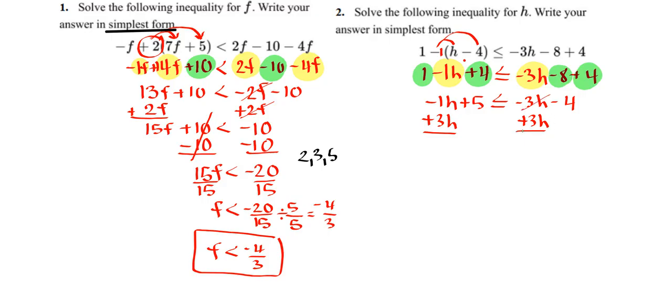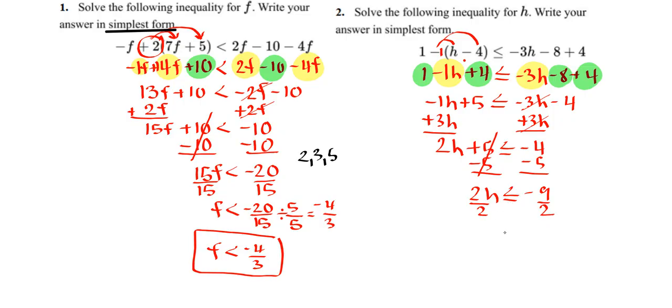On the right side, the negative 3h and positive 3h cancel. On the left, negative 1h plus 3h will simplify to 2h plus 5 is less than or equal to negative 4. Then to isolate the 2h on the left side, I will get rid of the plus 5 by subtracting 5 on each side of the inequality. On the left, the positive and negative 5 will cancel, so I'll bring down 2h, which again is our goal, we want to isolate the variable, is less than or equal to negative 9, and then we'll divide by 2 on each side. I do again want to point out that we are dividing by a positive number, so there's no need to flip the inequality.